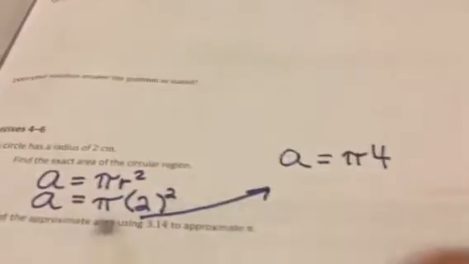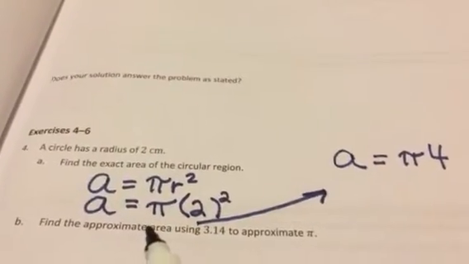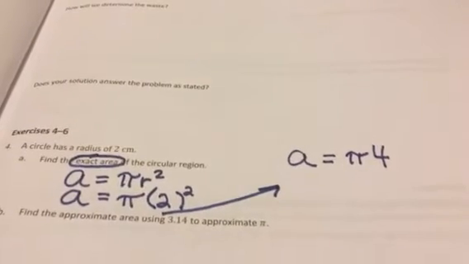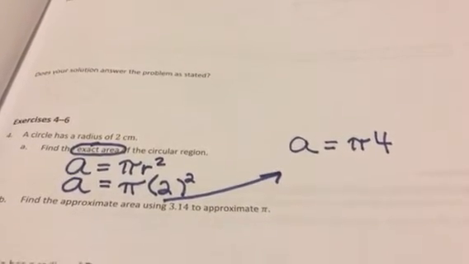So they never did tell you what to substitute for pi. Whenever they don't tell you, they're wanting you to do the exact area, or in other words, they're saying leave your answer in terms of pi.